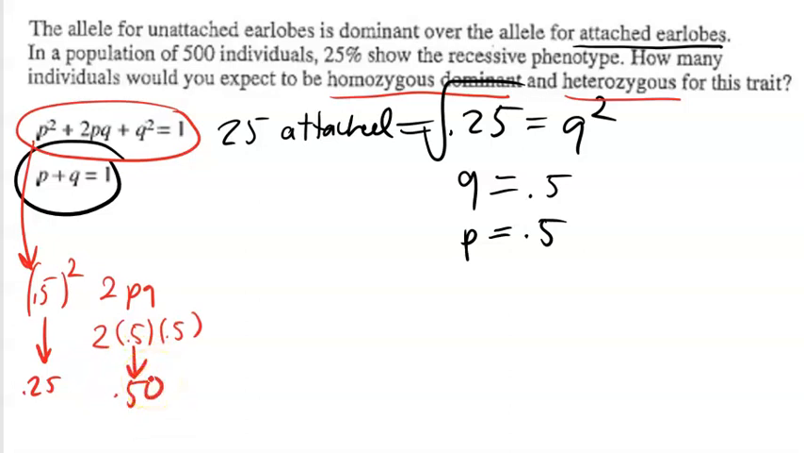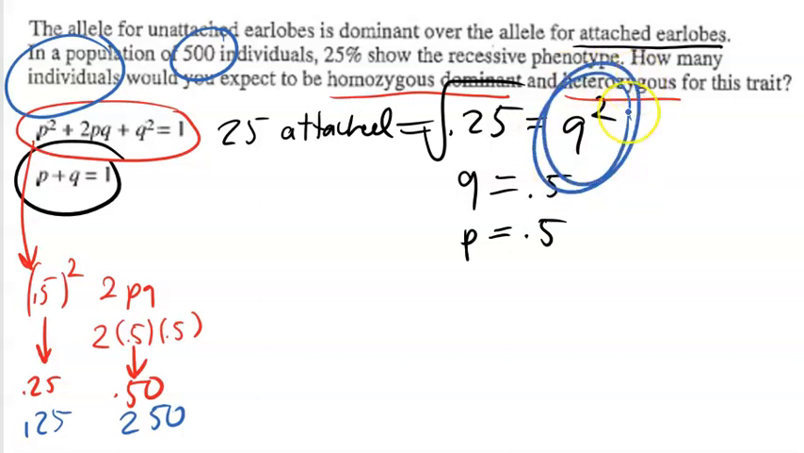But again, it's asking you for the number of individuals. So we have to multiply these frequencies times the population. If you recall, it's 500. So when we multiply that, we get 125 individuals that are homozygous dominant genotypically, and 250 that will be heterozygous genotypically. So again, just to remind you, all of this runs through Q squared.